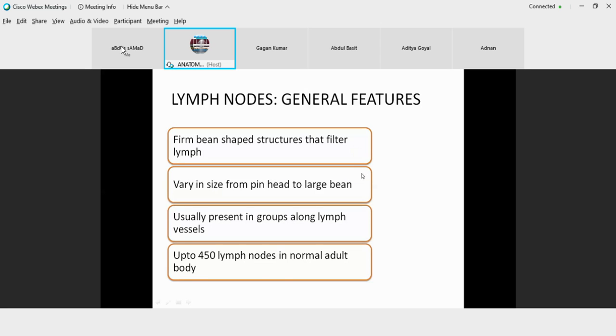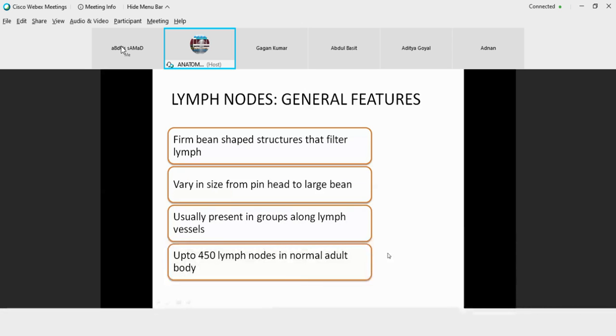So lymph nodes, they are scattered all over the body and they vary in size from pinhead to large. They are bean-shaped structures and they are usually present in groups along the lymph vessels. So in a normal adult body, there are up to 450 lymph nodes present.